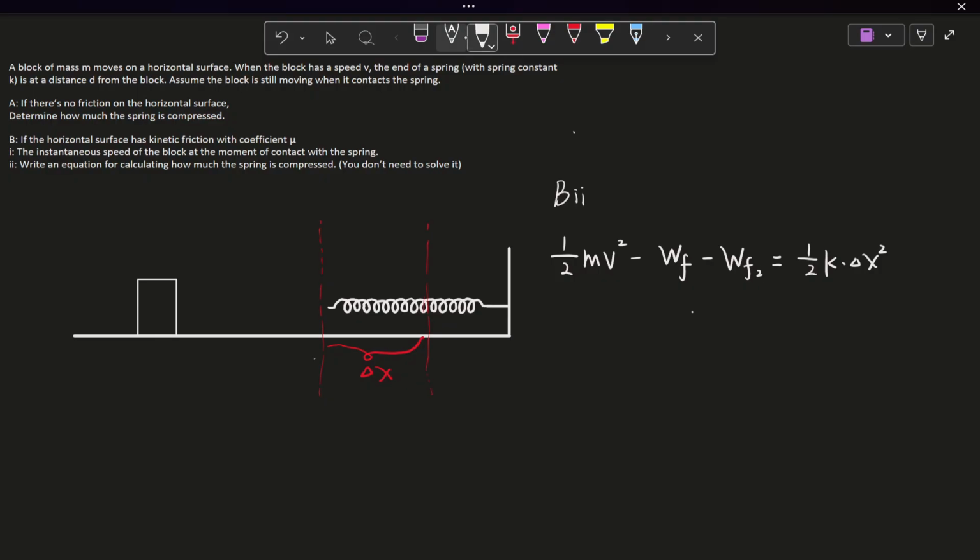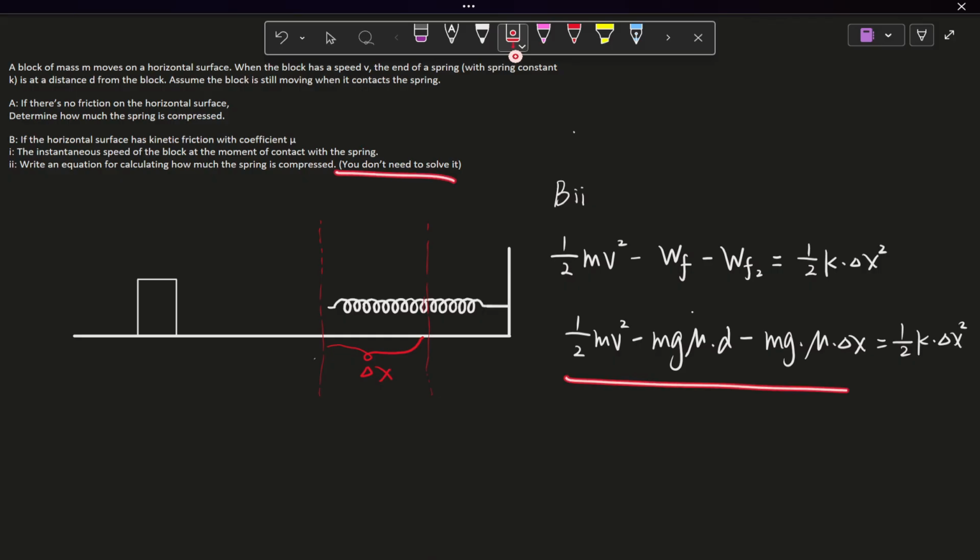So for the work done by the friction originally, we can just use what we got from the last one: 1/2 mv squared minus mg mu times d, minus the friction force, which is still the same when it's traveling in this section, still mg times mu. And over here, it will be mg times mu times delta x. And it is equal to 1/2 k times delta x squared. Because you don't need to solve it, you can just stop right here.